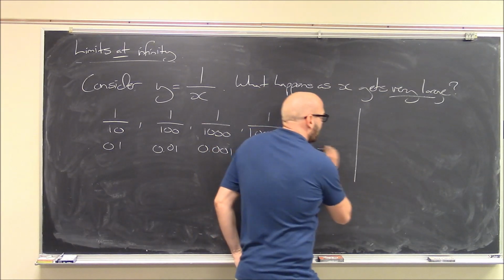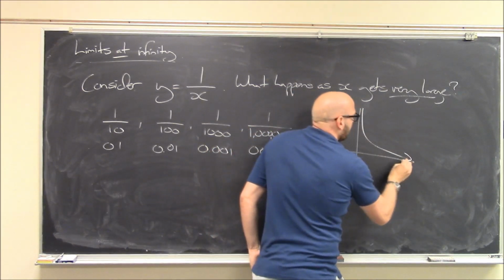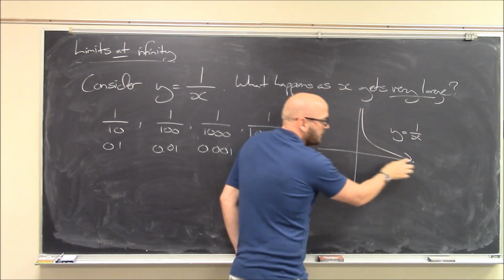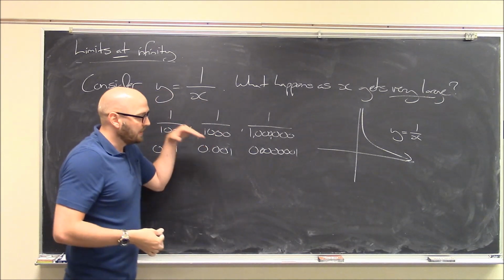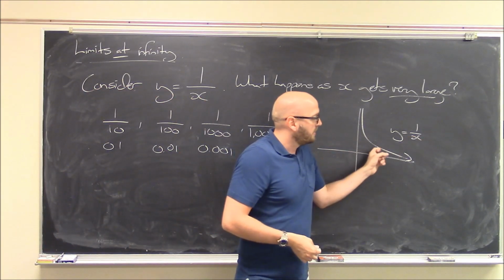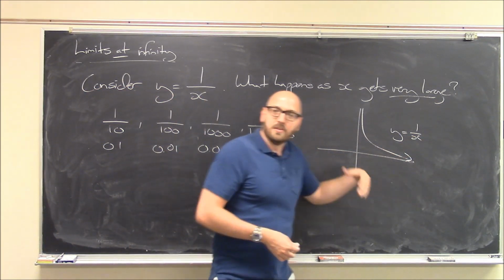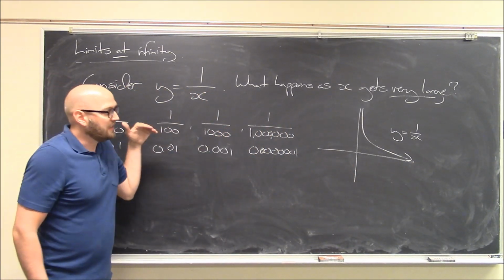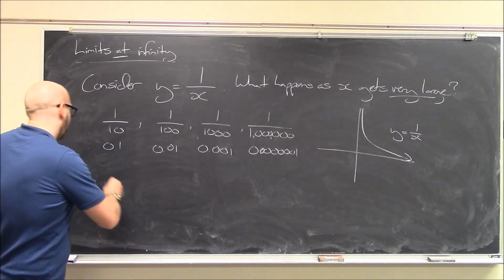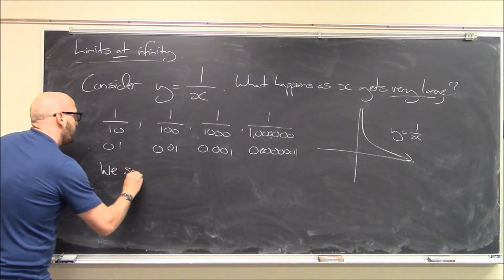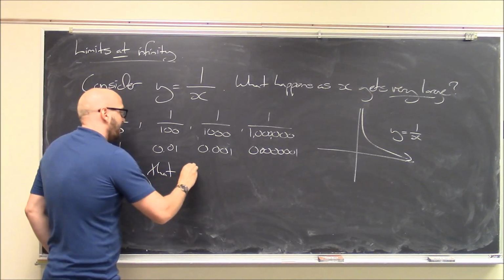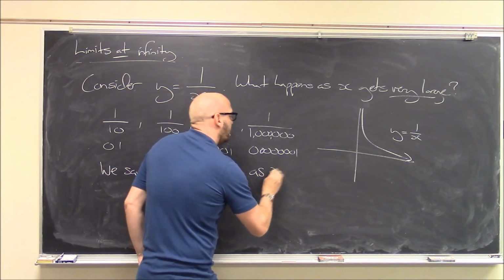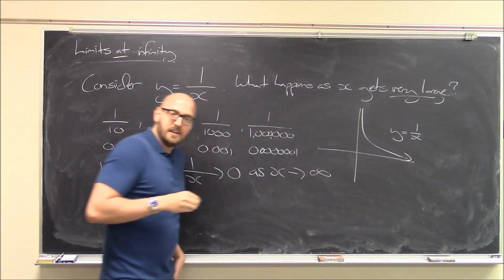And that's because, if you graph this, the relevant portion of it, clearly, as x gets bigger and bigger and bigger, the function is approaching 0, right? It never crosses the x-axis though. It never gets negative. It just gets smaller and smaller. So we say that 1 over x is approaching 0 as x is approaching infinity.